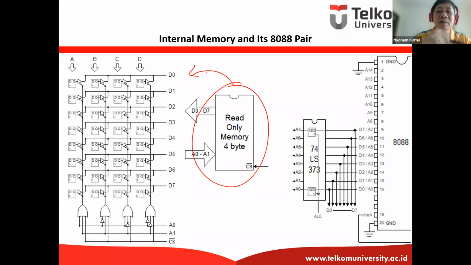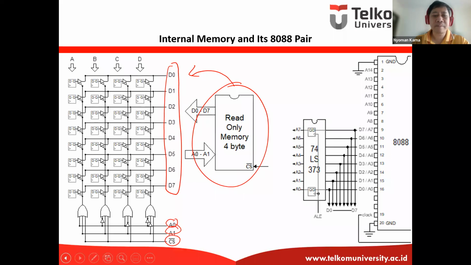This is inside the ROM. We have this data. This is the data bus. And then we also have the A0, A1, and also the chip select. We're going to discuss chip select after this.